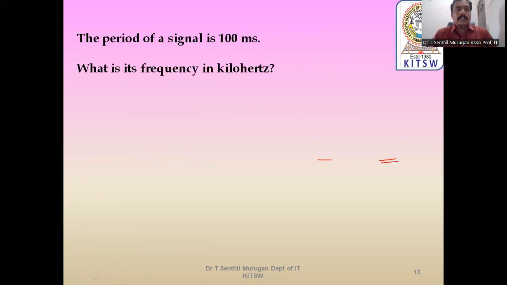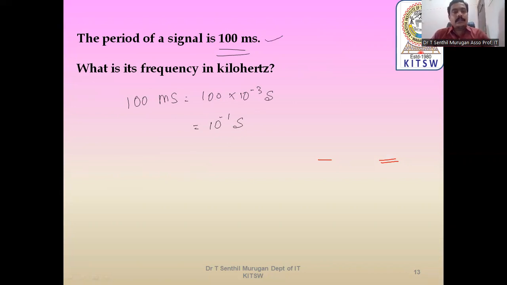The period of a signal is 100 milliseconds. And what is the frequency in kilohertz? So they have given the period is 100 milliseconds. First, what did they do? 100 milliseconds. So what is the meaning of that? 100 into 10 power minus 3 seconds. What is the value now? 10 power minus 1 seconds. We have converted this value into seconds.